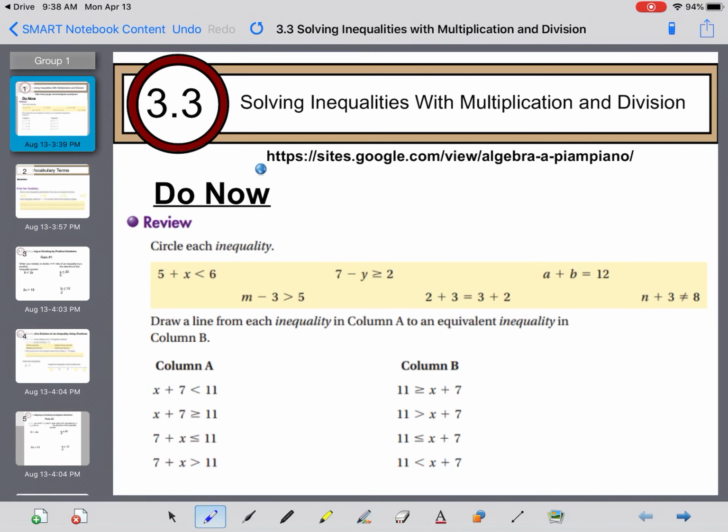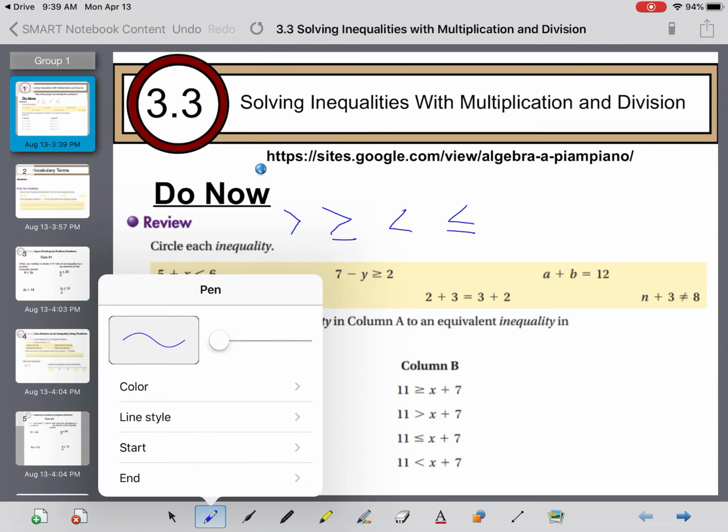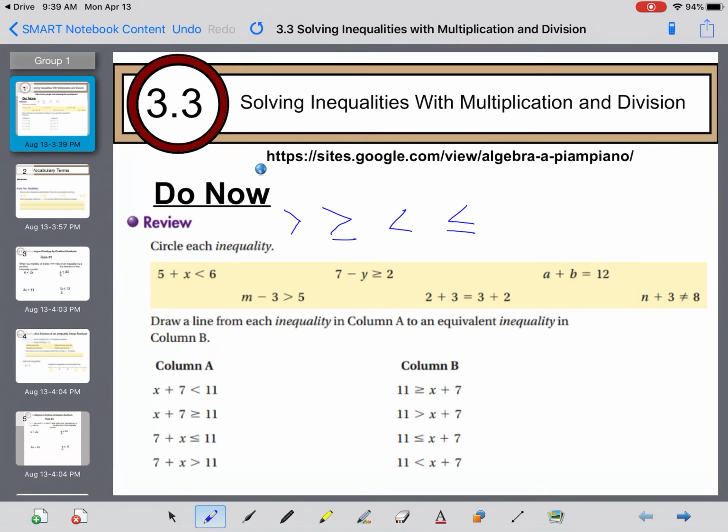All right, everybody, this is 3.3, solving inequalities with multiplication and division. The do now asks you to circle each inequality. Remember, inequalities use one of four symbols: greater than, greater than or equal to, less than, or less than or equal to. So it says circle each inequality. Well, we're just looking for the inequality symbols.